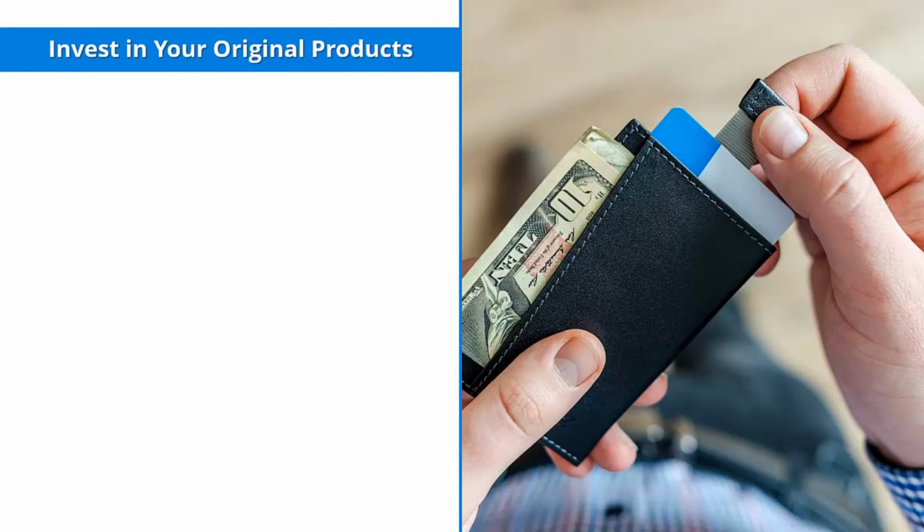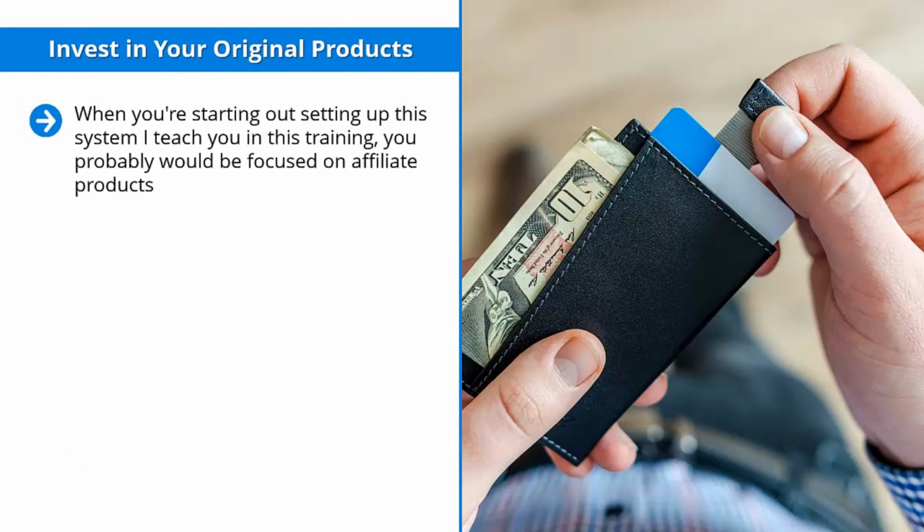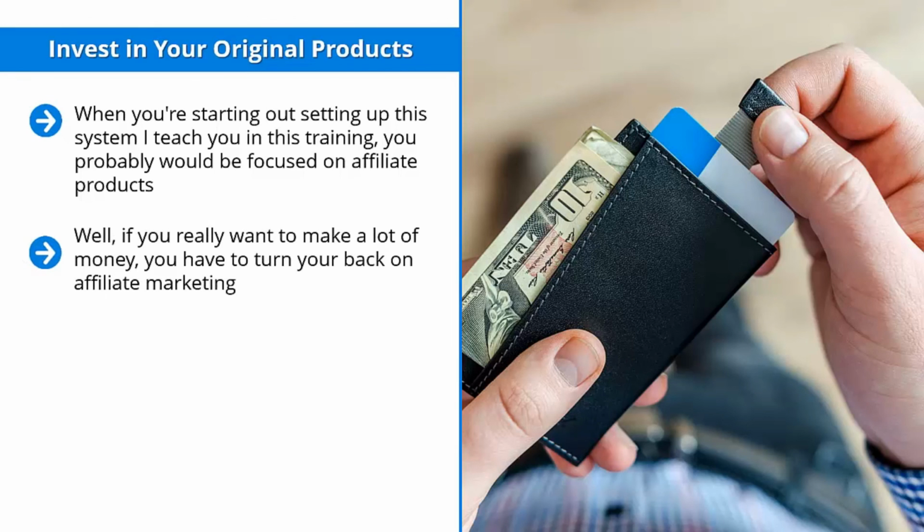Invest in your original products. When you started out setting up this system I teach you in this training, you probably would be focused on affiliate products. You get an affiliate link from an affiliate program, you market that link in your email updates. When somebody clicks on that link and buys something, you get a commission. Pretty straightforward, very simple. Well, if you really want to make a lot of money, you have to turn your back on affiliate marketing. You really do. Instead, you have to sell your own stuff.